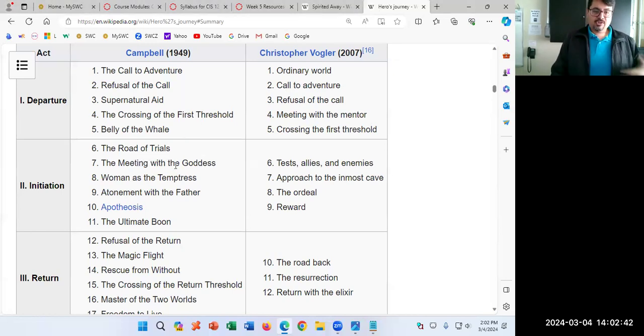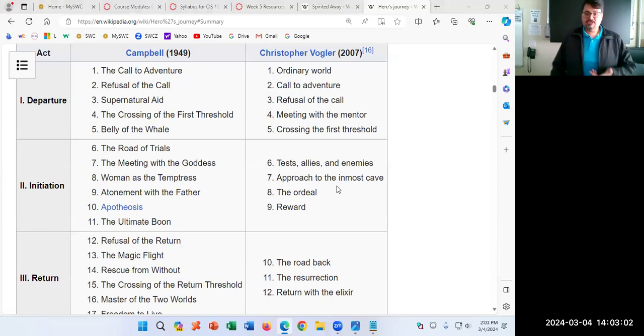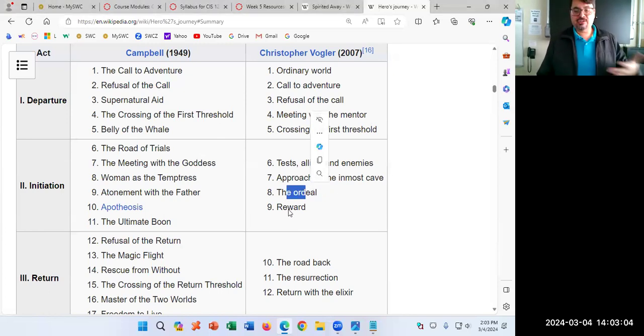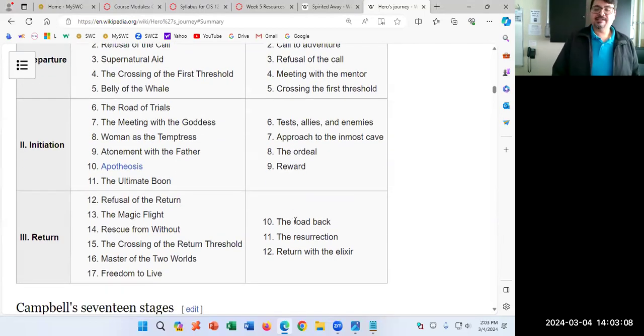Meeting the goddess or the female aspect of the movie, temptation, battling the father, and all of these things of classic literature. In the more modern one, there's tests, there's alliances, there's your friends and enemies. There's getting to your inner core of a challenge. There's the big ordeal, the final battle. There's a reward from it. Yay, we won. The road back.